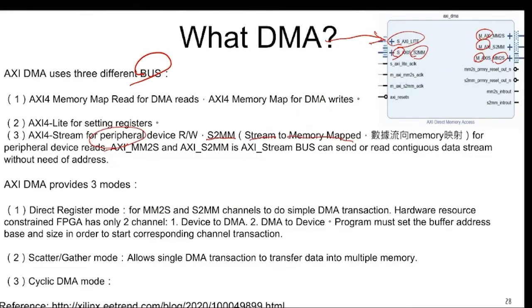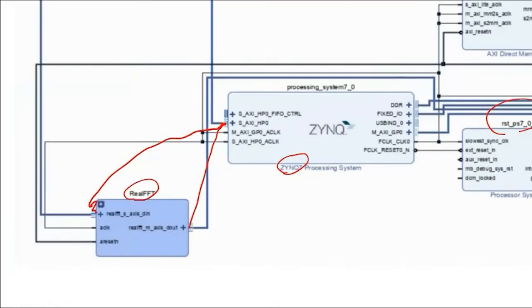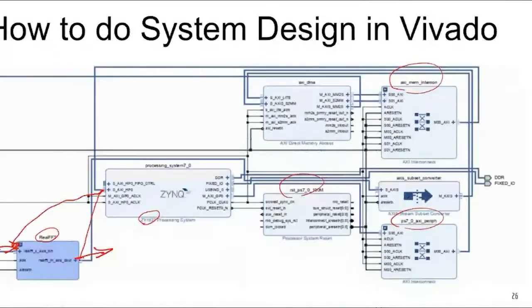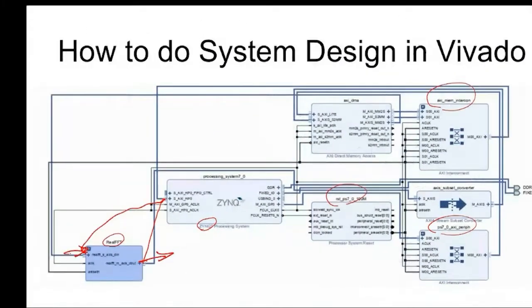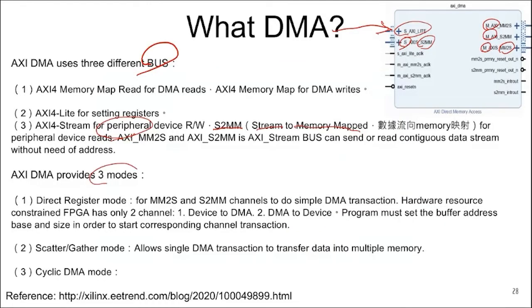Both ports are connected to the real FFT IP. We can see here the NN2S is connected to the input, and the S2NN is connected to the output. So that's how the Vivado Xilinx FFT IP, the Xilinx DMA IP, works. And for this IP, it provides three modes.